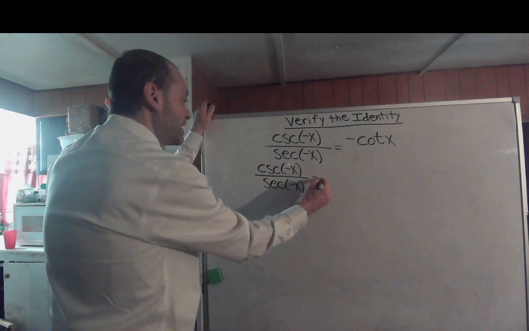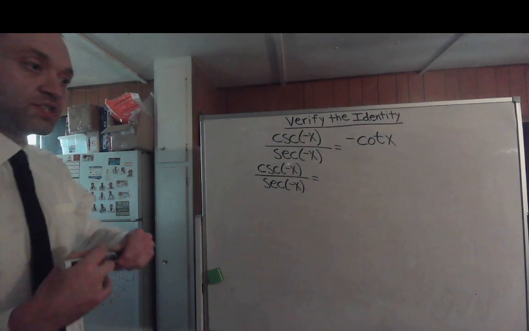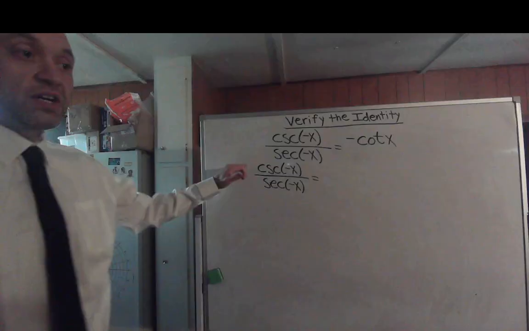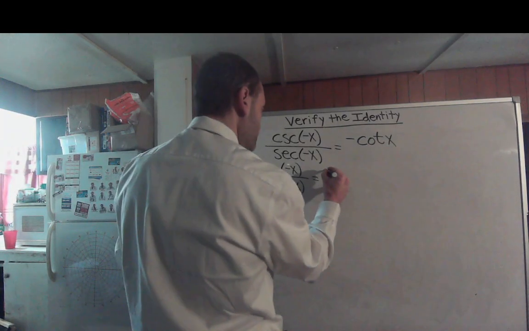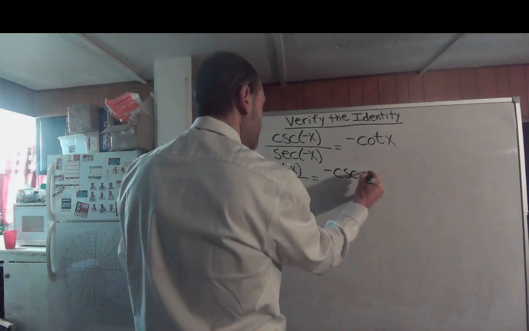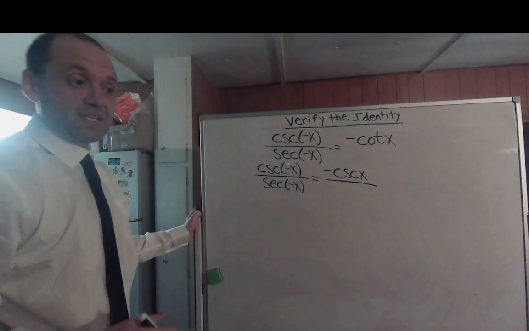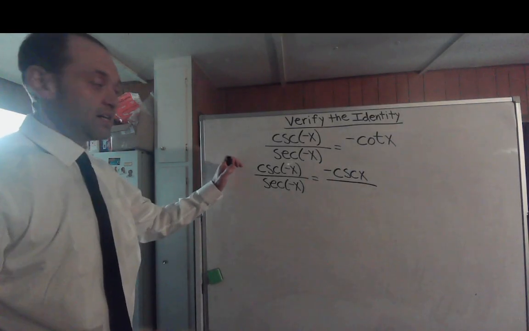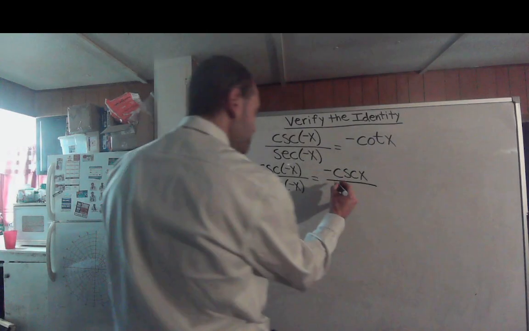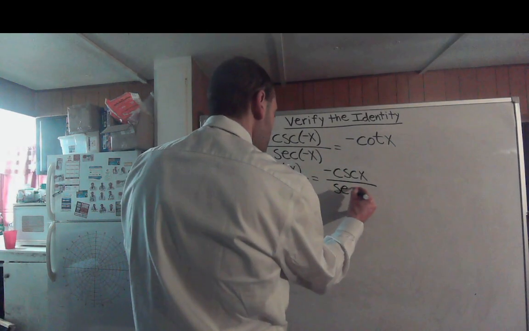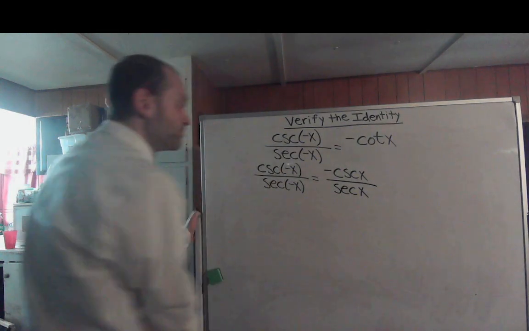Well, we definitely have some even and odd identities to start with. Cosecant's an odd function, so that would just turn into negative of the cosecant of x all over your secant of negative x. Secant's even, cosecant's odd, but secant's even, so this would just be the secant of positive x.